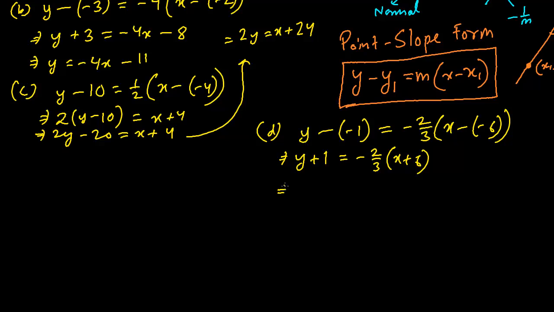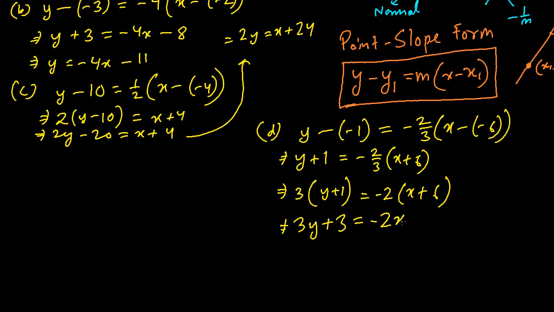So if you cross multiply, this is going to be 3 times y plus 1 equals minus 2 times x plus 6. So it turns out to be 3y plus 3 equals minus 2x minus 12. So this would be 3y equals minus 2x minus 15.